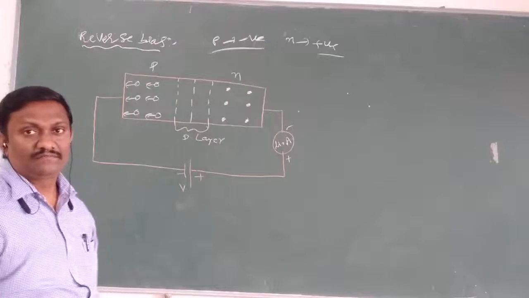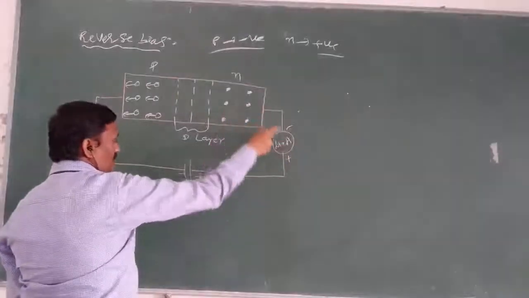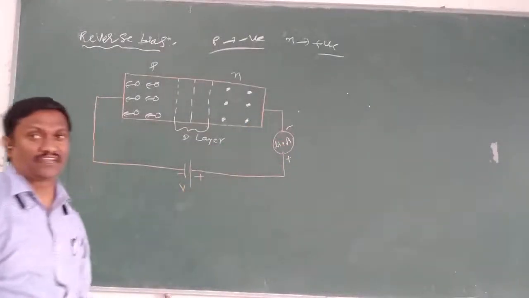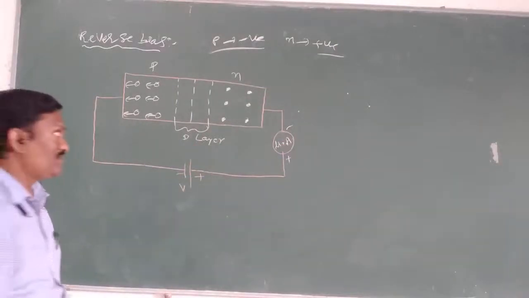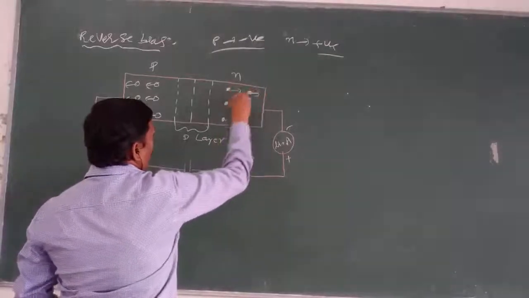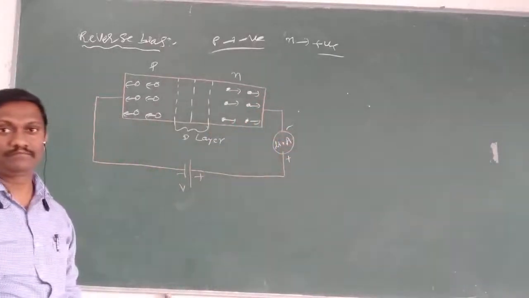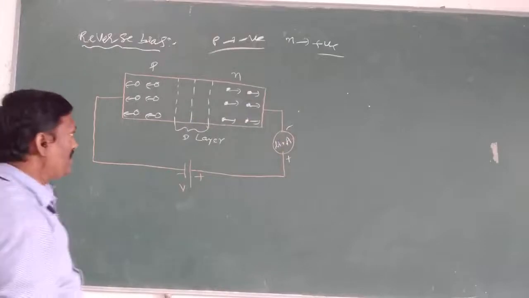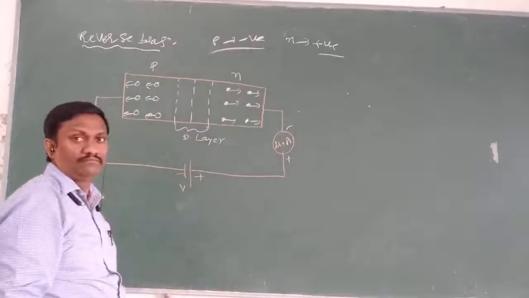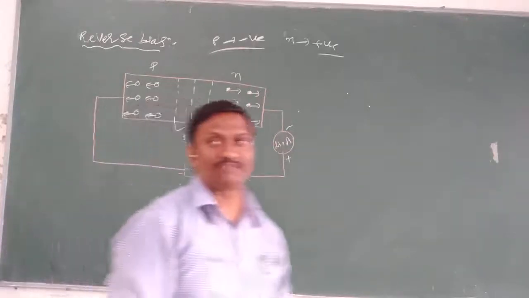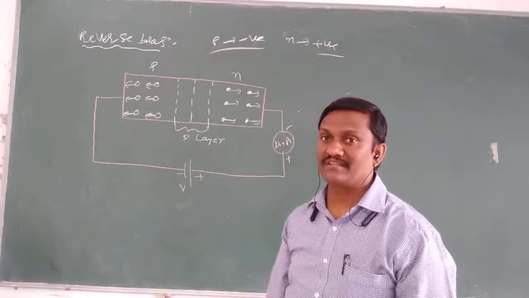Similarly, in the N region, the majority carriers are electrons. These negative charge carriers are connected to the positive polarity, so there is attraction between positive and negative. So the majority carriers, electrons in the N region, are attracted by the positive polarity, moving towards the positive polarity. So in reverse bias, the majority carriers in both regions are moving away from the junction and towards the polarities of the battery. That's why current conduction in reverse bias does not take place through majority carriers.